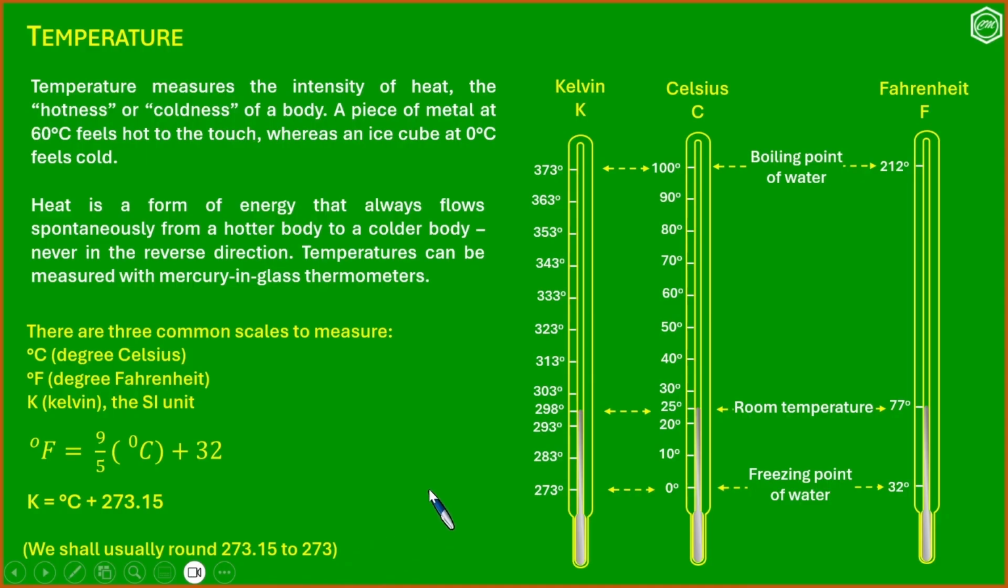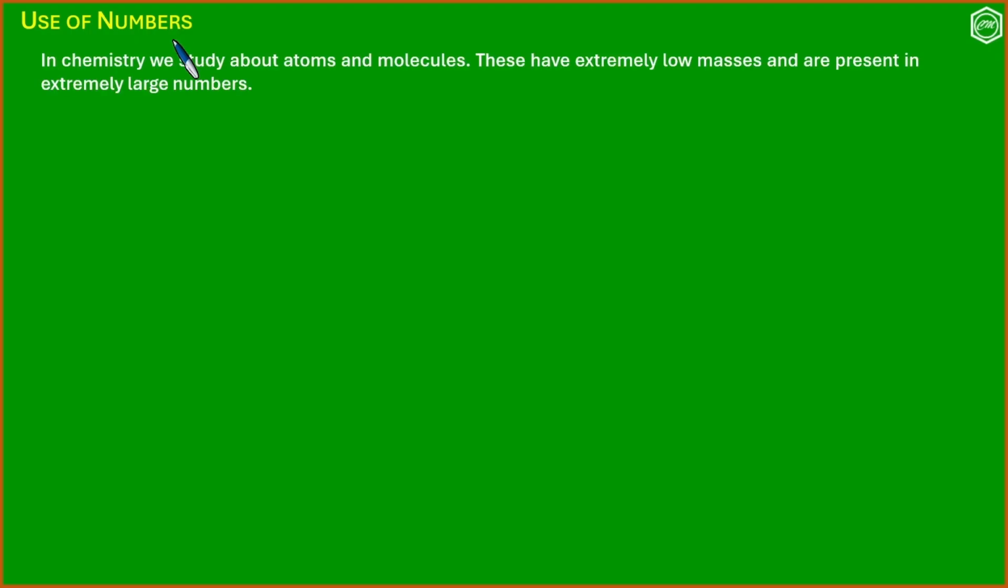It is interesting to note that temperatures below 0 degrees Celsius, that is negative values, are possible in Celsius scale, but in Kelvin scale, negative temperature is not possible. In chemistry, we measure and calculate many things. So we must be sure we understand how to use numbers. In chemistry, we study about atoms and molecules. These have extremely low masses and are present in extremely large numbers.